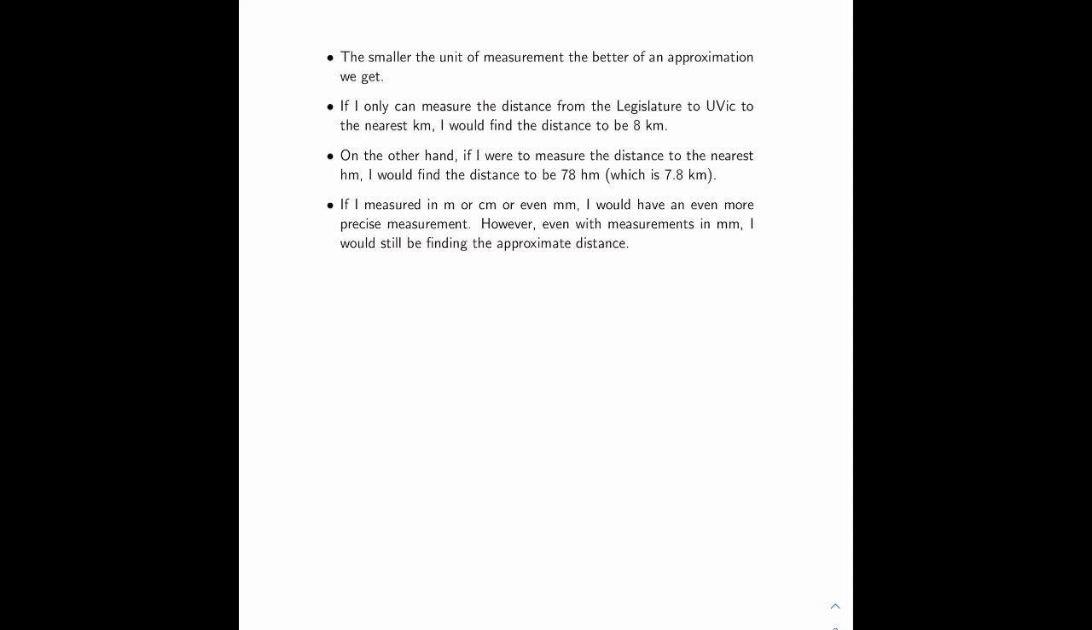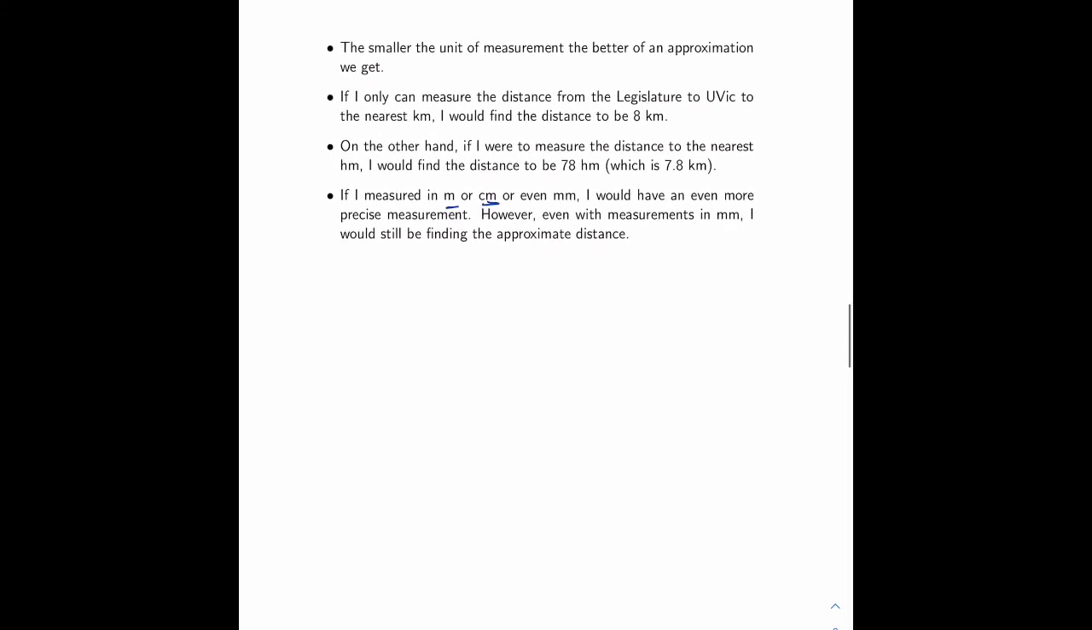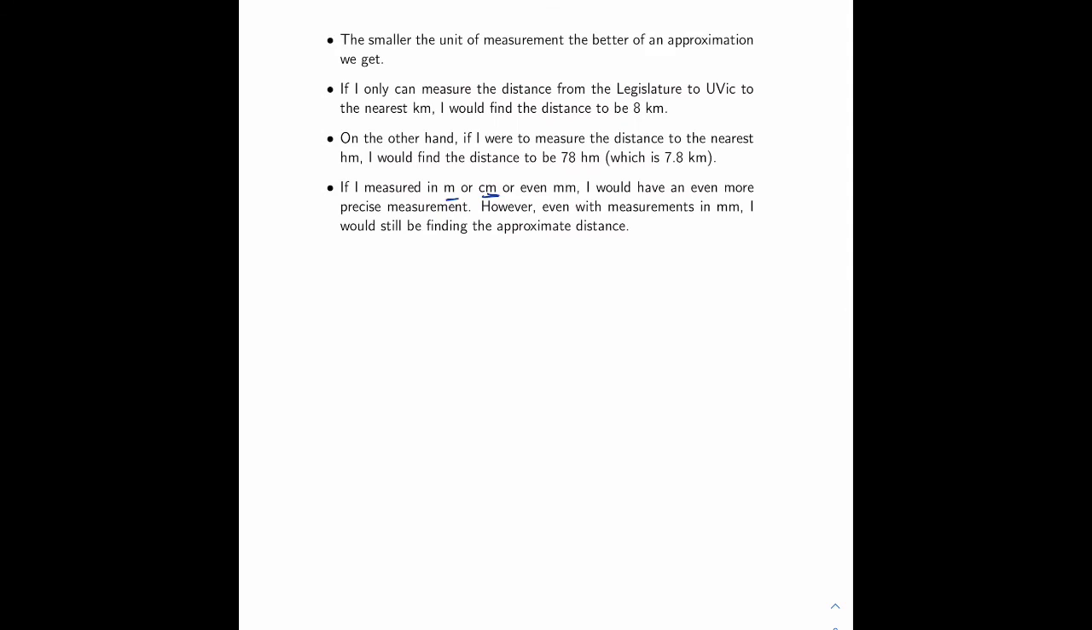Now, if I measured it in centimeters or millimeters or even nanometers, I would have an even more precise measurement. But even if I measured it in nanometers, it might not be exact. In fact, it wouldn't be exact. I wouldn't have the exact value. I would still only have an approximation that was within a nanometer of the right distance.